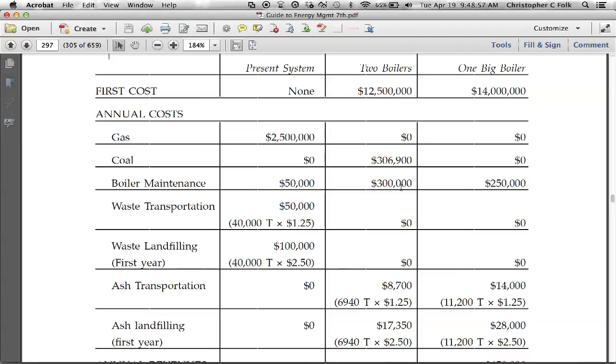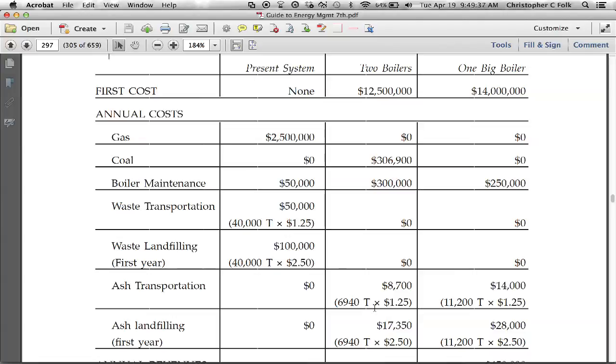But the benefit of using the 2 boiler system is we can burn as much trash as we have, all of this trash that we're currently paying $150,000 a year to get rid of. We'll still be hauling some waste and some ash, but considerably less, because we're hauling not 40,000 tons of waste, but instead 6,940 tons. So that's a considerable drop.